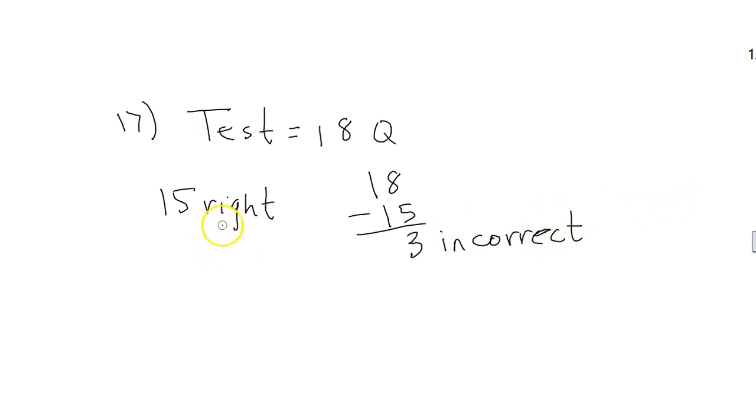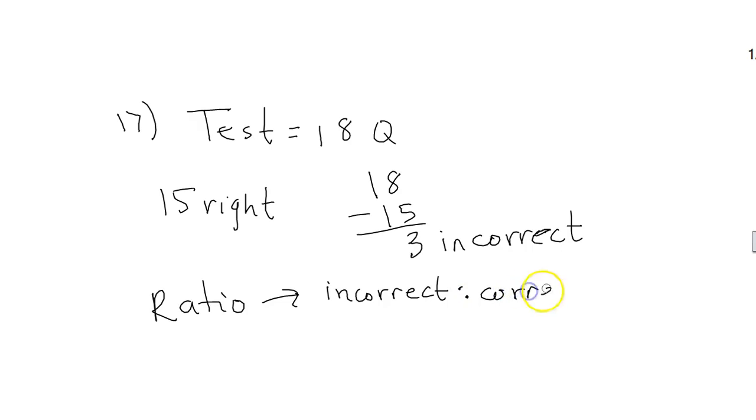Incorrect. And then, of course, he got 15 right. So again, the ratio that they want, you always look at order, is the incorrect first. Then you put a colon for your ratio, and they want the correct on the right side of the colon. So we're going to put 3 to 15. That's the answer, 3 to 15.